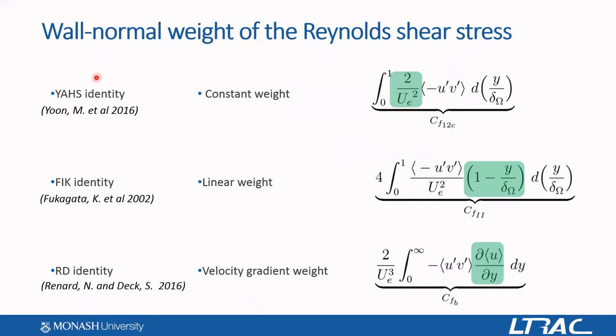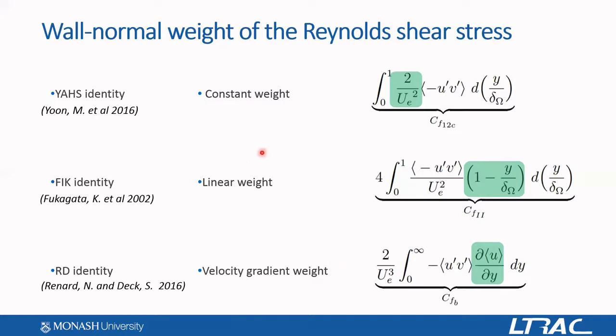Similar to the YHS identity, there are two other skin friction decompositions, namely the FAK identity as introduced in Fukagata et al., and the RD identity introduced in Renard and Deck. All these three decompositions have a Reynolds stress contribution in them. So we are comparing the contribution from the Reynolds stress u prime v prime for all these three decompositions.